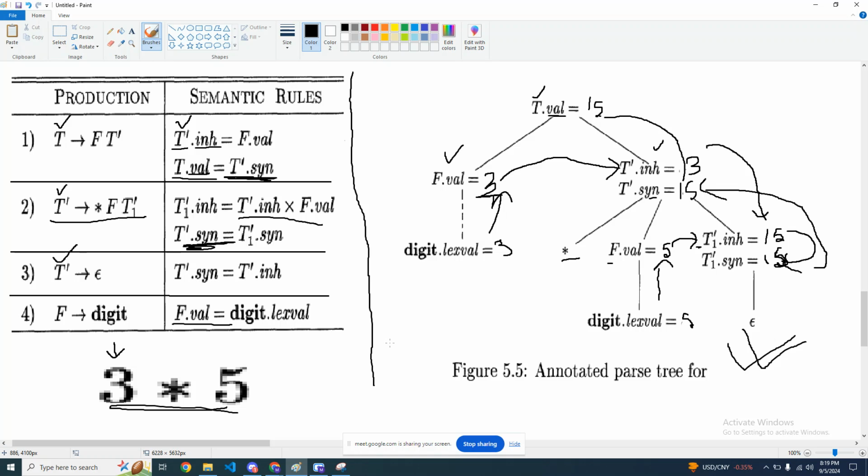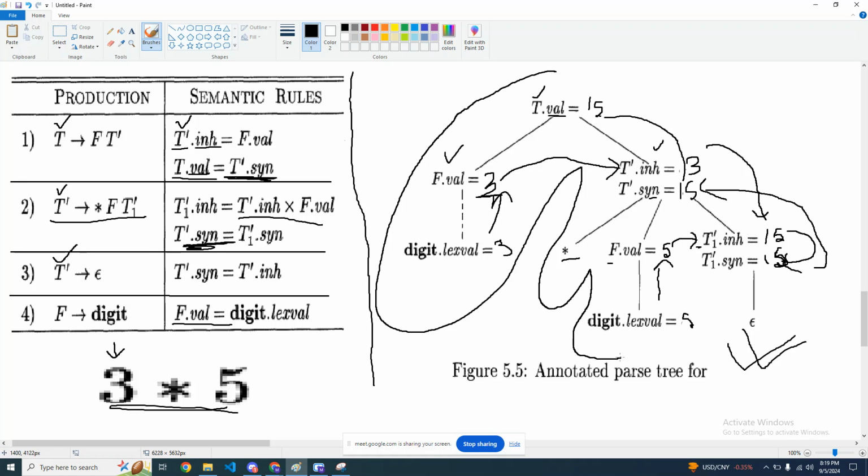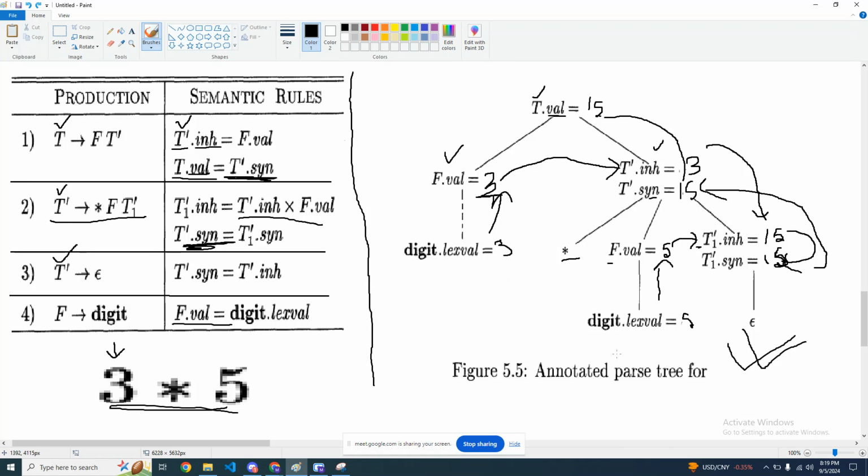So if you noticed here, we are not following any depth first traversal, right? Because this has an inherited attribute. So we are just saying which one we should calculate first to get the benefit, right? So we are just using our eyes to calculate this.